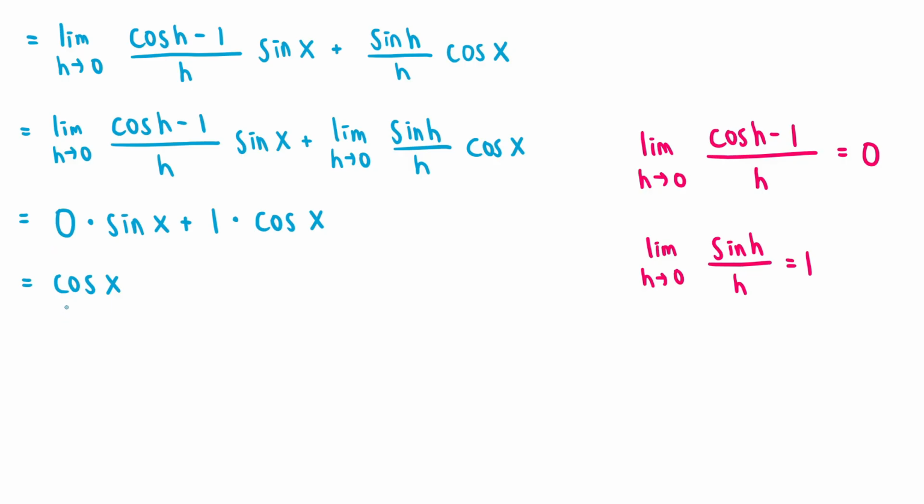We started with the limit definition of the derivative of sine of x and ended up with cosine of x. So the derivative of sine of x is cosine of x.